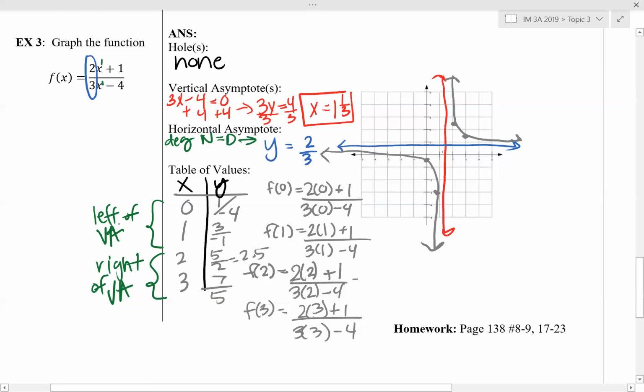We picked two numbers to plug into the equation on the left of that vertical asymptote and two numbers to plug in on the right of that vertical asymptote. And so we use those values to create our graph. And so that is the process that you'll follow for any rational expression when you're graphing these rational functions.